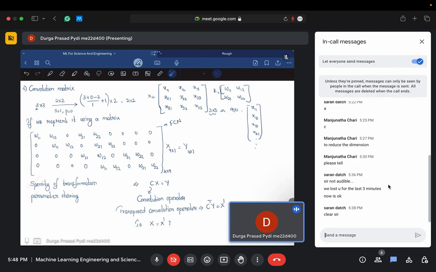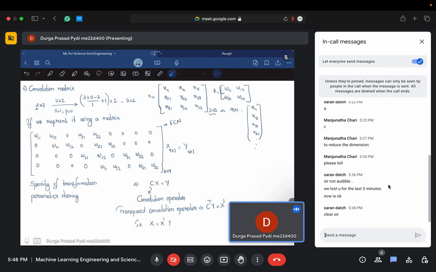If we denote it in this way, this entire matrix I am calling C. C is my convolution operator. C times X is going to be Y. We know previously, if X is 5 by 5 and the kernel is 3 by 3, Y is going to be 2 by 2. So your resolution will be decreased after each convolution operation.